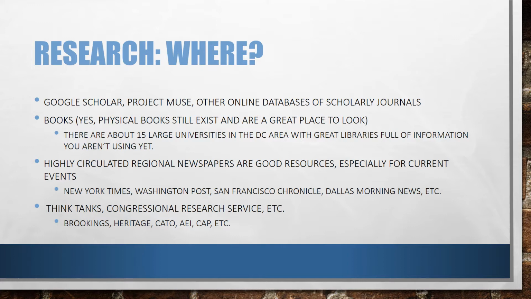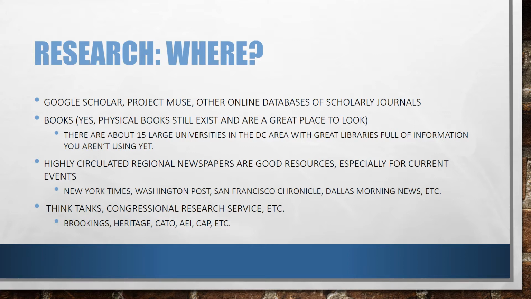Let's talk a little bit about research. When you start developing your own arguments, you'll first want to know where to look. Check out Google Scholar, Project Muse, or other online databases of scholarly journals. Second, you should look at books. Yes, I do mean physical books that are still in existence and are a great place to look for evidence. There are more than 15 large universities in the DC area with great libraries full of information you aren't using yet.